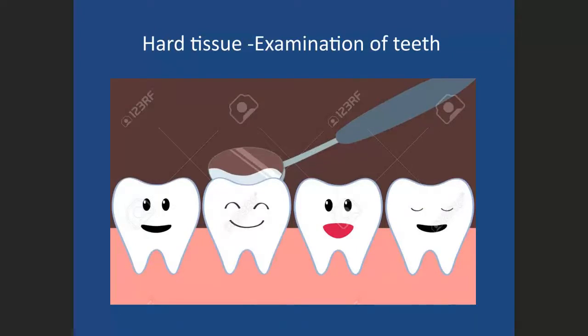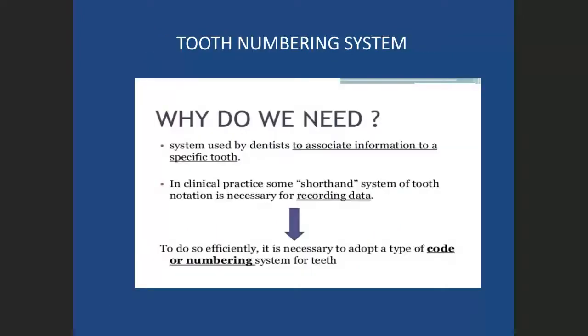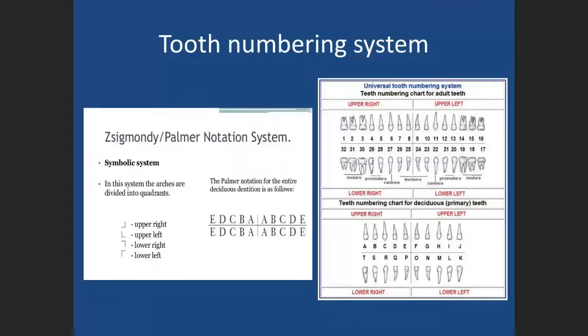Okay, next is examination of the hard tissue. First is the tooth numbering system we should know, so that whenever you are referring the patient or doing the treatment, it is easy to understand. Just have a simple coding so everybody can understand which tooth you are doing the treatment for or which tooth has a problem. So you have varieties of tooth numbering systems.